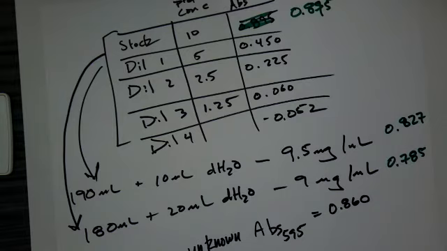Well, we've got a 9 microgram per microliter sample with an absorbance of 0.785. The concentration goes up. 9.5 micrograms per microliter is 0.827. 10 micrograms per microliter is 0.875 or 0.895. 0.860. Can you say anything about that?